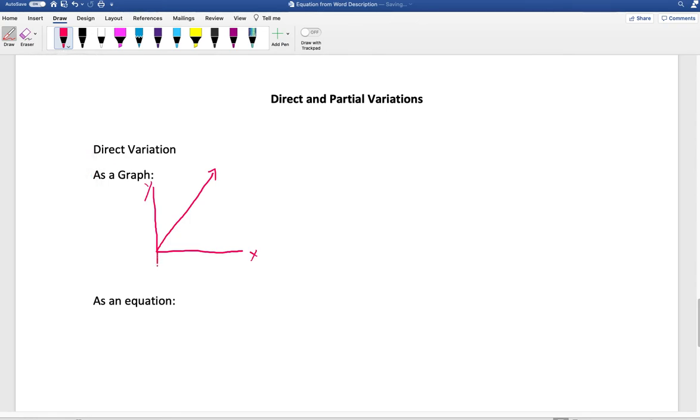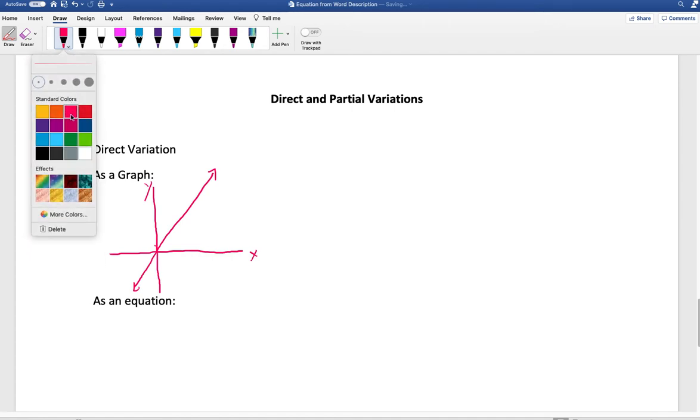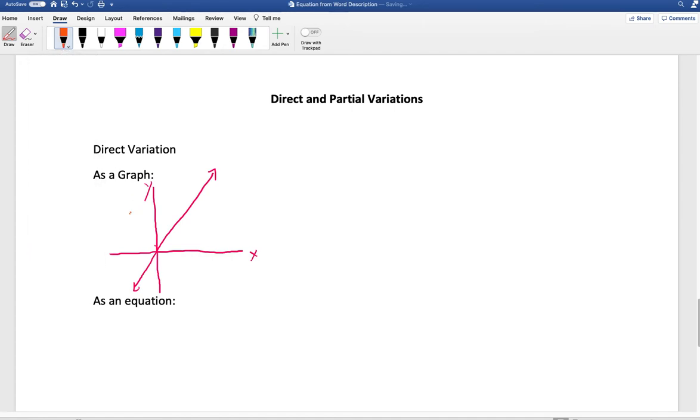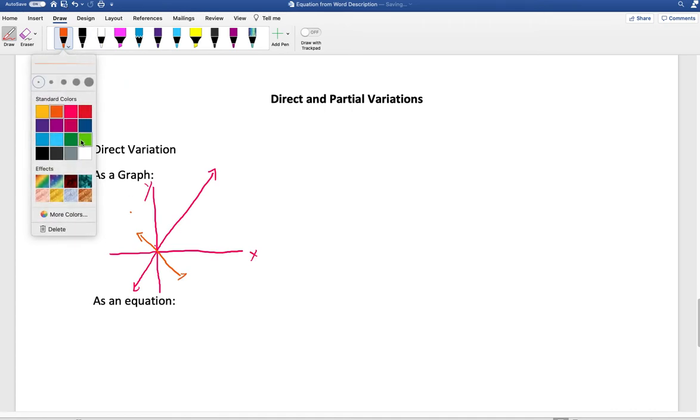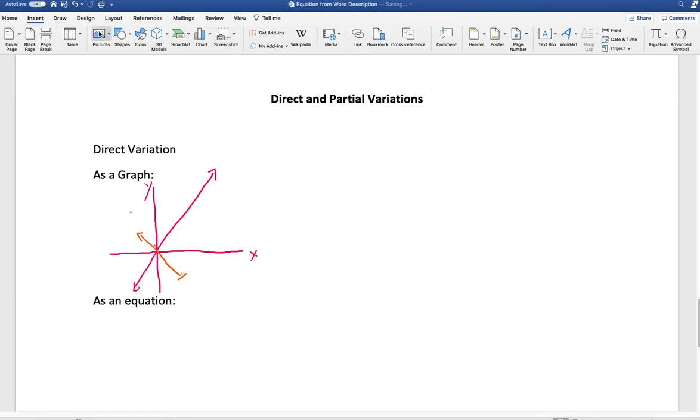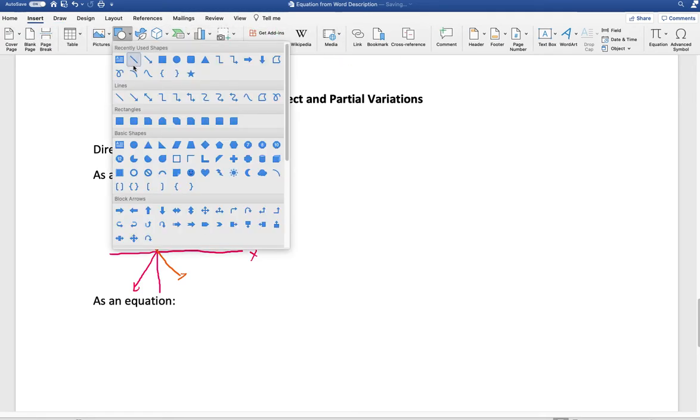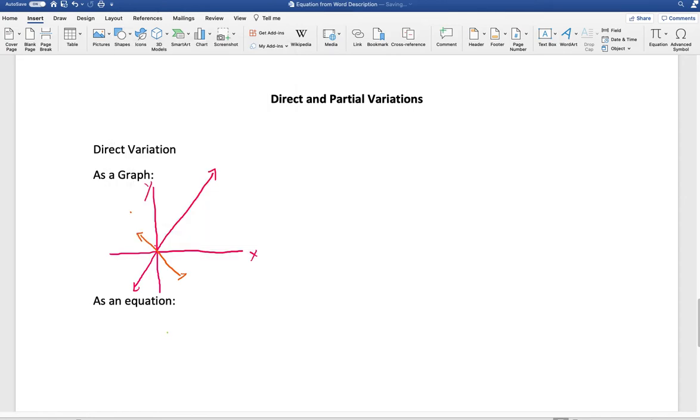Actually, let me do this first. Goes right through the origin. Let me get a different color here too. It can go down as well, right? It can go any way you want. It could go, let's go green. Let's insert a line here. Oh, where's shapes?